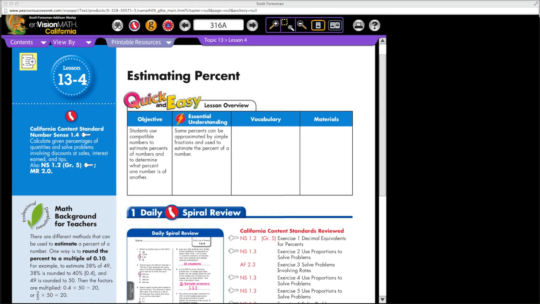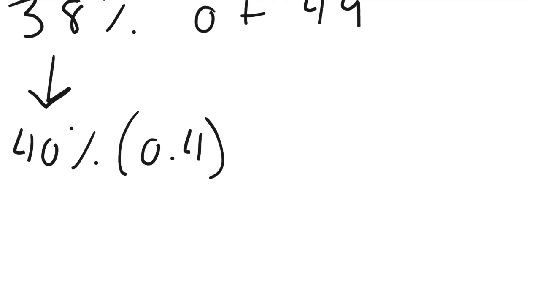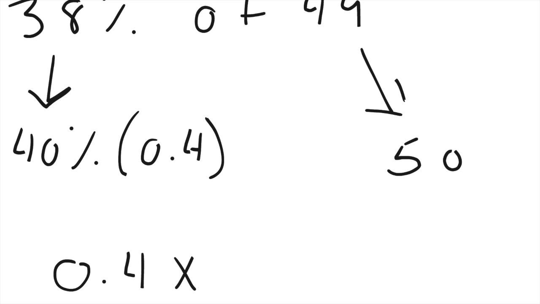So anyway, I know that you all know how to do this and you've seen this before, but one of the ways they show to do estimation is to round a percent to a multiple of a tenth. So for example, if we want to find 38% of 49, we can estimate this by taking 38% and rounding that to 40%, which we know is 4/10 in decimal form. And we can take 49 and round that to 50. So we're finding some easier numbers to work with here. We're then going to multiply those. So we take 4/10, multiply it by 50, and we get 20. So our estimation is 20.